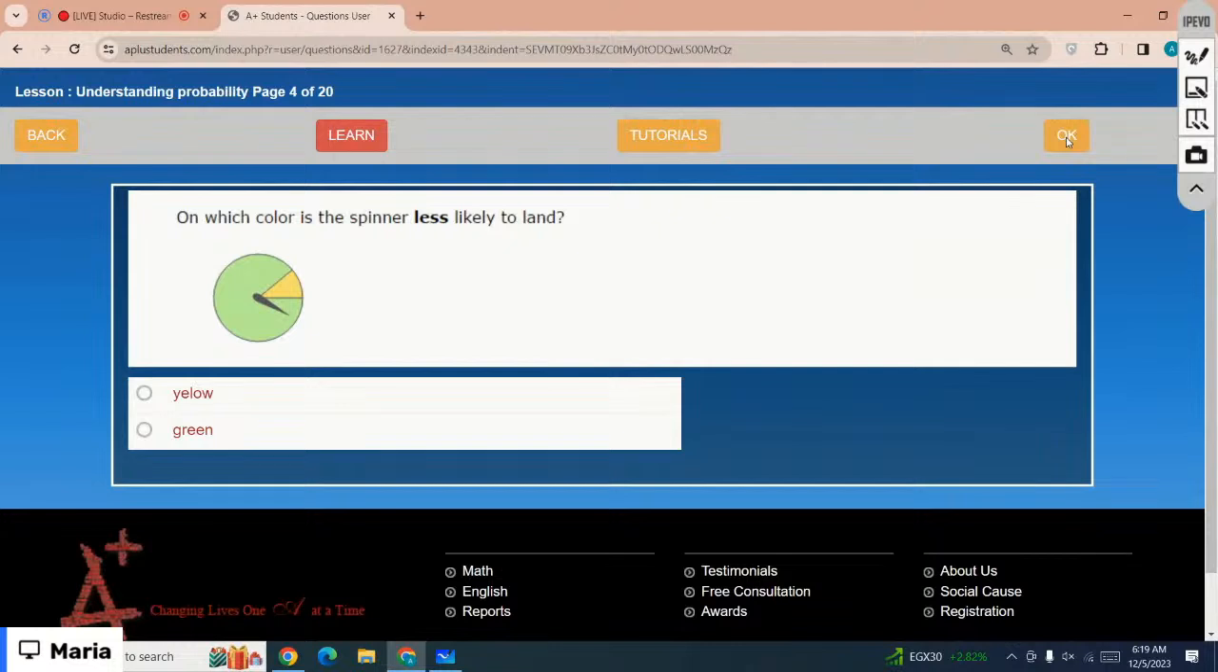On which color is the spinner less likely to land? Which is the correct option? The correct option is, yes, it is yellow, because yellow has a small portion, so it is less likely to land on yellow.